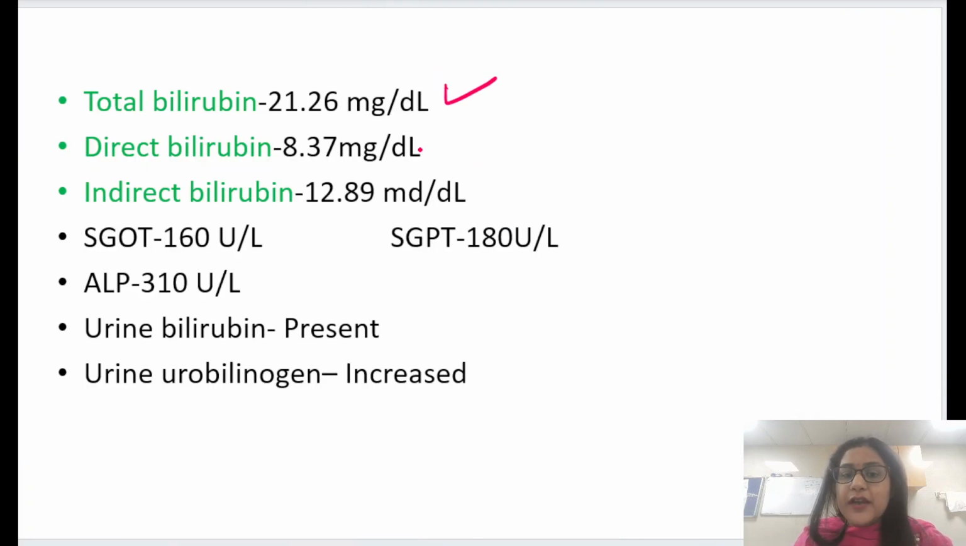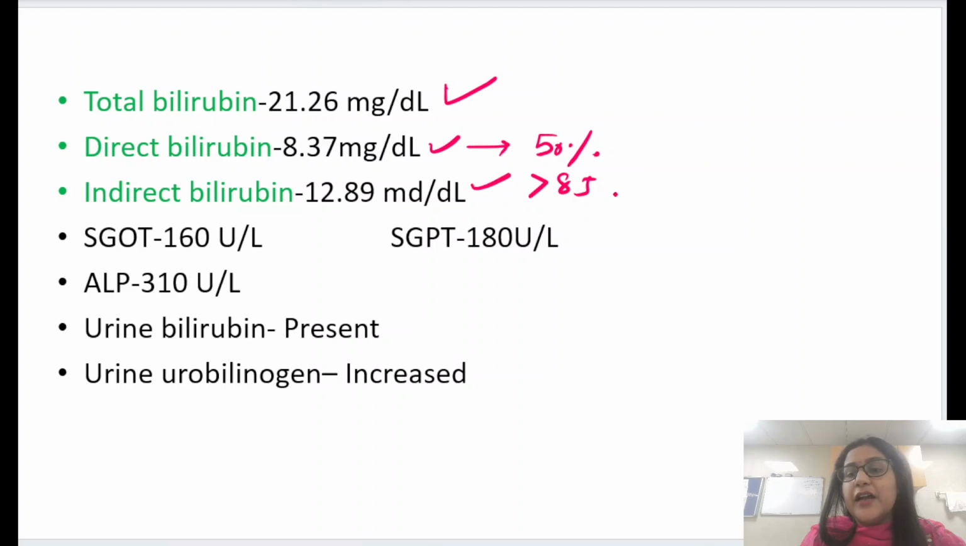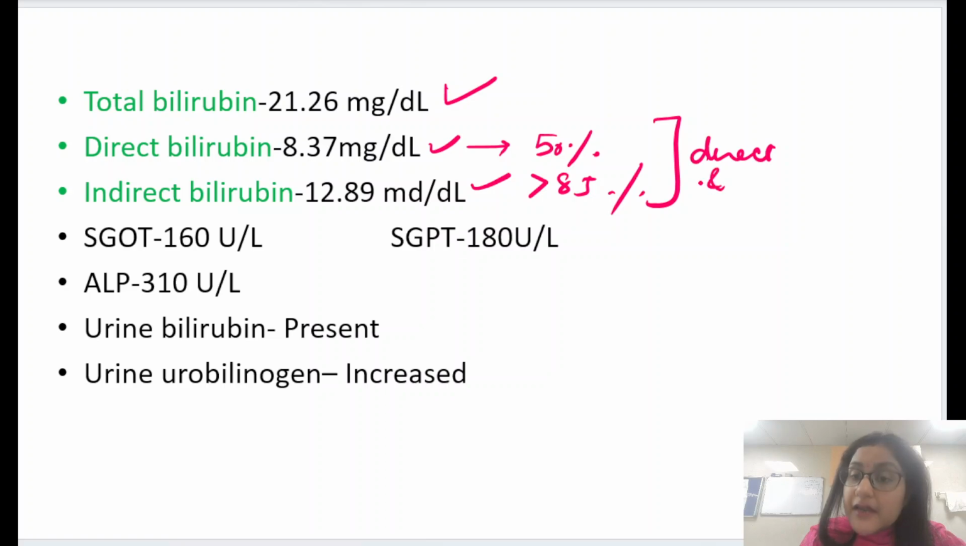So the total bilirubin is raised. See, direct and indirect, nothing is pointing towards one thing alone. For direct we said it should be more than 50%, but here it is less than that, and for indirect we have said more than 85%. Here also it is less than that. So it's a combination where both direct and indirect bilirubin are raised.